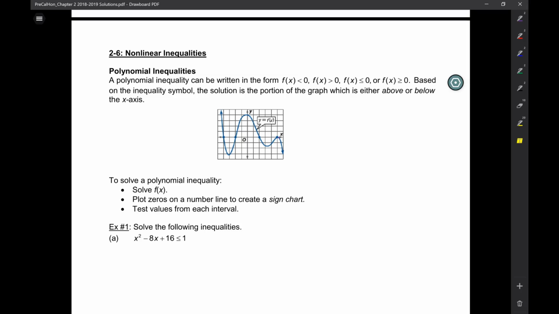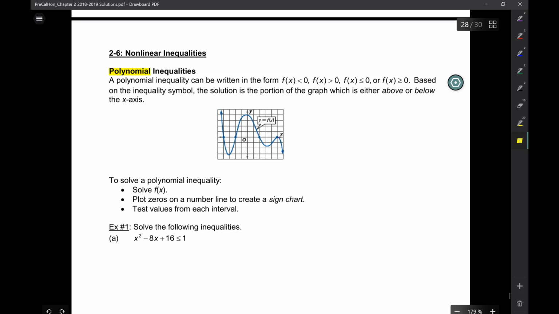All right, so 2.6 talks about nonlinear inequalities. We've done linear inequalities where you have like x minus 3 is greater than 5. You take 3 to the other side, and you get x is greater than a number, then you have the solution on a number line. That's algebra 1.